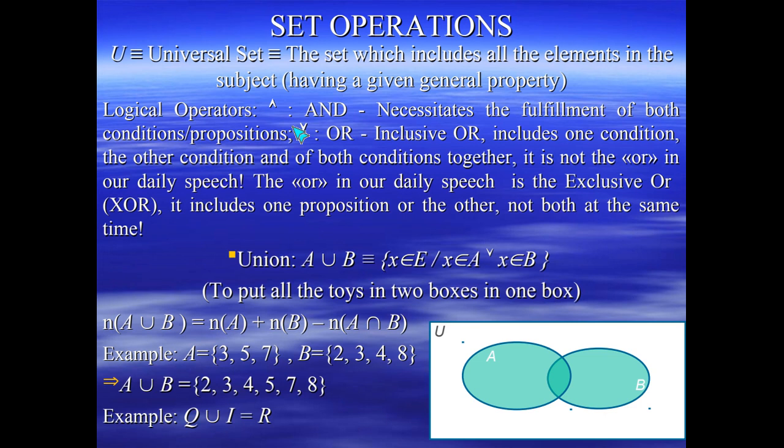Then the small V, not the inverse one, is OR. AND goes with multiplication, actually, and intersection in set theory. This small V, not inverted, is read inclusive OR, because there is also an exclusive OR. I will explain. And this goes with plus and with union in set theory. This is the logical OR, which includes one condition, the other condition, and both conditions together. I call it the Mevlana operator because it says, just come, whoever you are. I accept the first condition, I accept the second condition, and both.